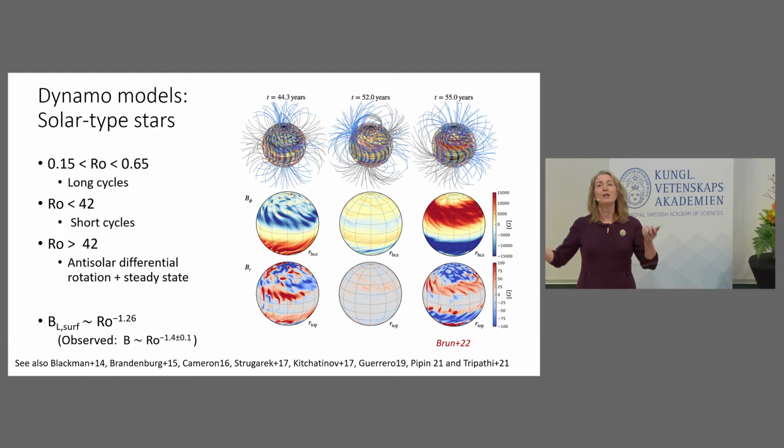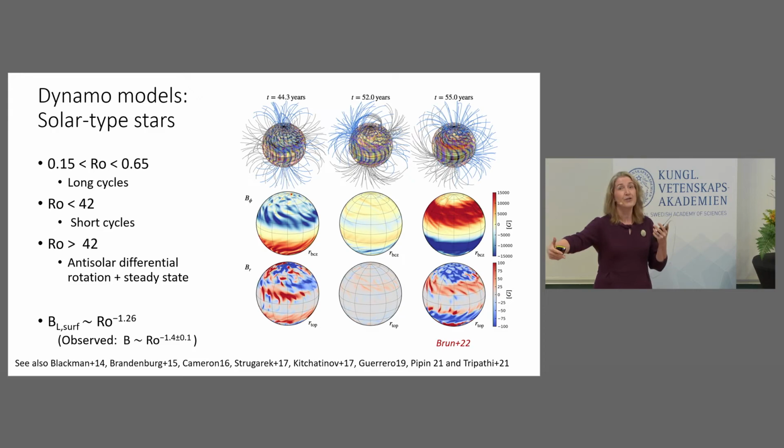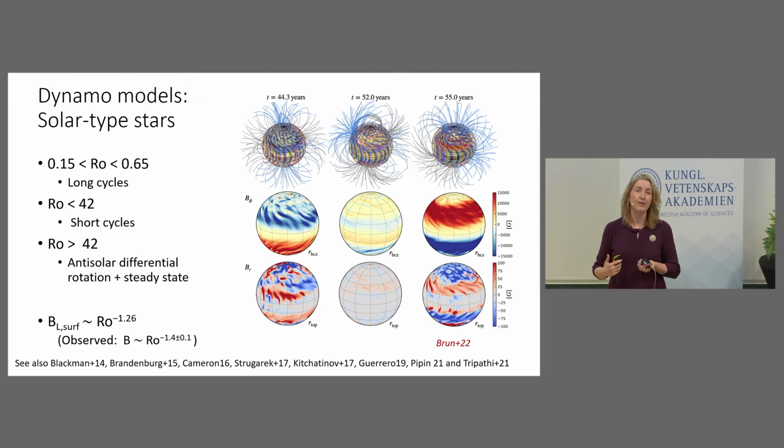So differential rotation became different in sign to what it is on the Sun. On the Sun, the equator rotates faster than the poles. But on these stars that have spun down, so the rotation rates are very slow, the opposite appears to have happened. So the pole is rotating faster than the equator. And indeed, the cycles appeared to disappear. There was just a steady state.